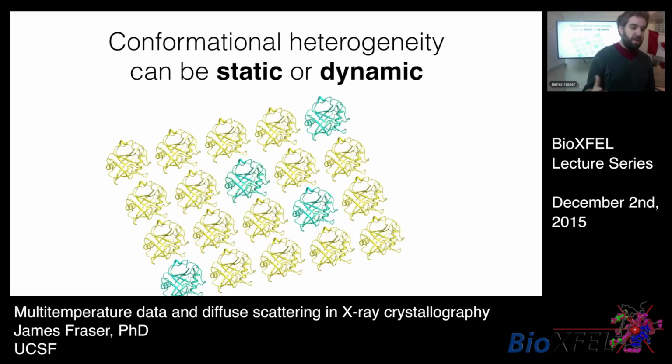And from the X-ray experiment, at least in conventional experiments, we don't really have any information about whether that conformational heterogeneity is static. That is to say, whether the blue proteins are blue for eternity, or whether it's dynamic, whether we see exchange between the blue and yellow conformations over the course of the X-ray experiment. I think it's most probable that most of the conformational heterogeneity that we see is dynamic, and obviously that has to be the case if we're eventually going to do time-resolved experiments on these types of systems. But formally, we can't tell that from the X-ray experiment.